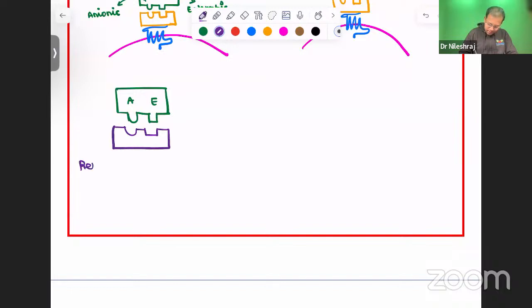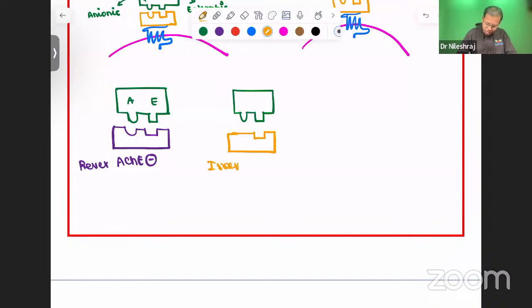Reversible acetylcholinesterase inhibitors will bind with both anionic and esteratic site, whereas irreversible inhibitors will bind only with the esteratic site. This is anionic and this is esteratic. Please note that irreversibles will not bind with the anionic site.